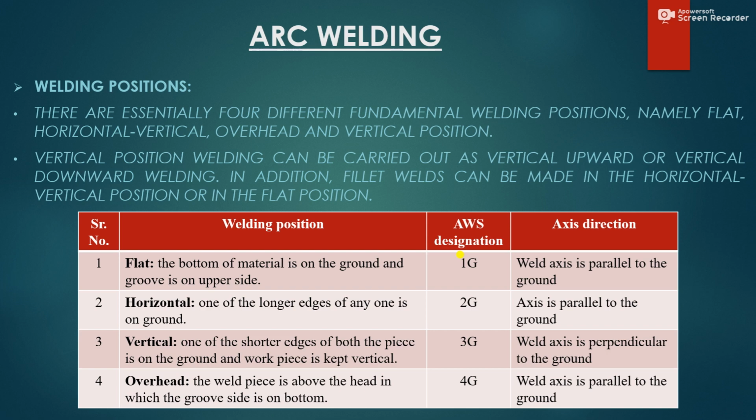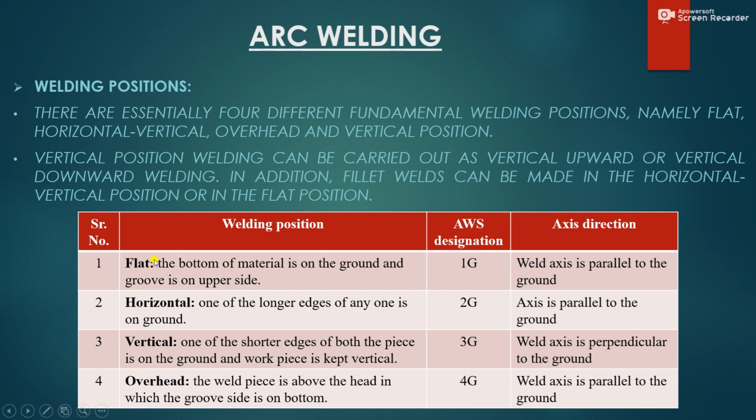Based on the structure and its geometry, you have to decide in which position it will be most advantageous to carry out the arc welding process. There are basically 4 positions in which you can carry out the arc welding process, which are flat, horizontal, vertical, and overhead. There are basically 4 types of welding positions. Now all of them are given here.